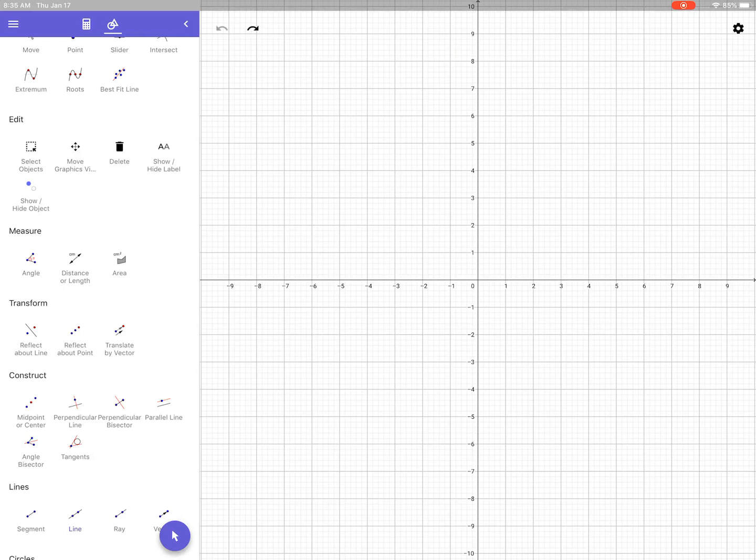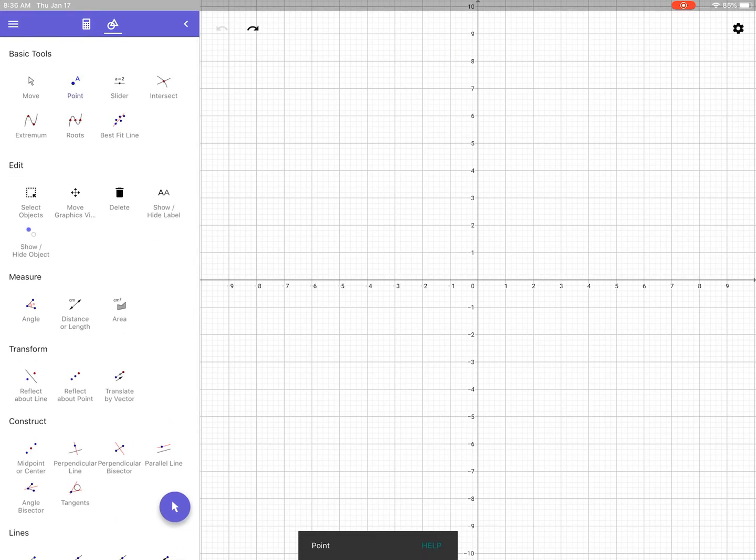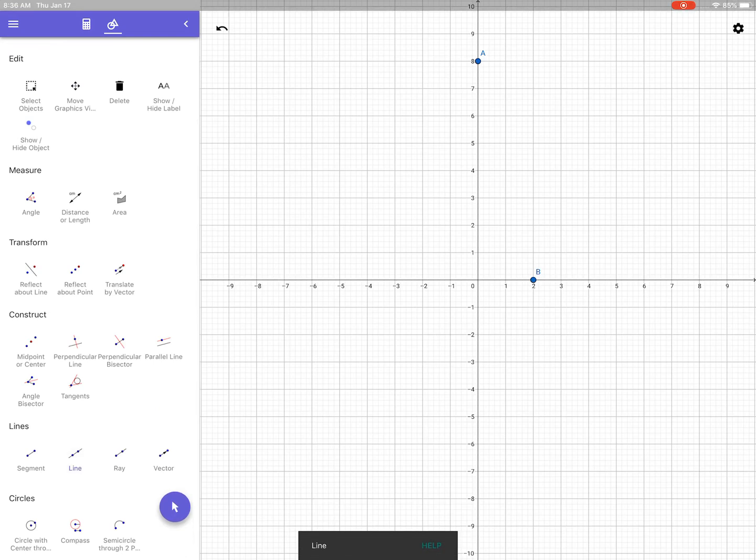I'm going to go ahead and get rid of these points. It'll be easy to do that. I'm going to plot these 2 points. So (0, 8), go where x is 0, y is 8. Ooh, I missed that one. And then the other one is (2, 0). And then, of course, we create the line.